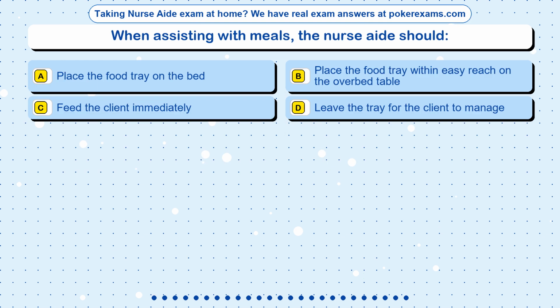Question 19. When assisting with meals, the nurse aide should: Option A. Place the food tray on the bed. Option B. Place the food tray within easy reach on the overbed table. Option C. Feed the client immediately. Option D. Leave the tray for the client to manage.